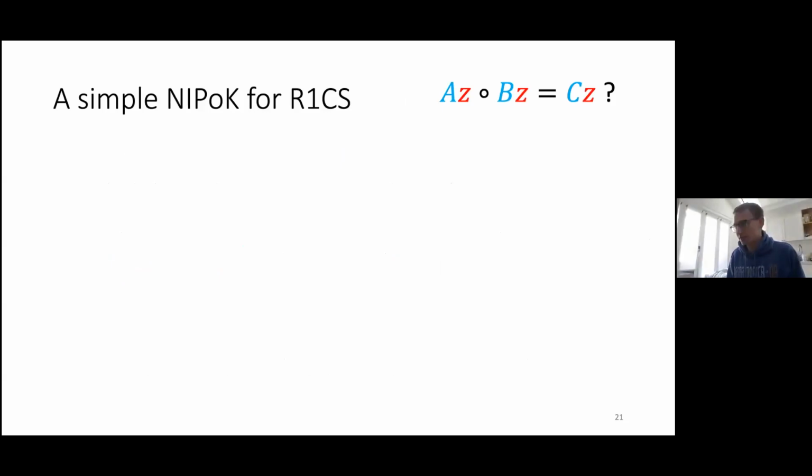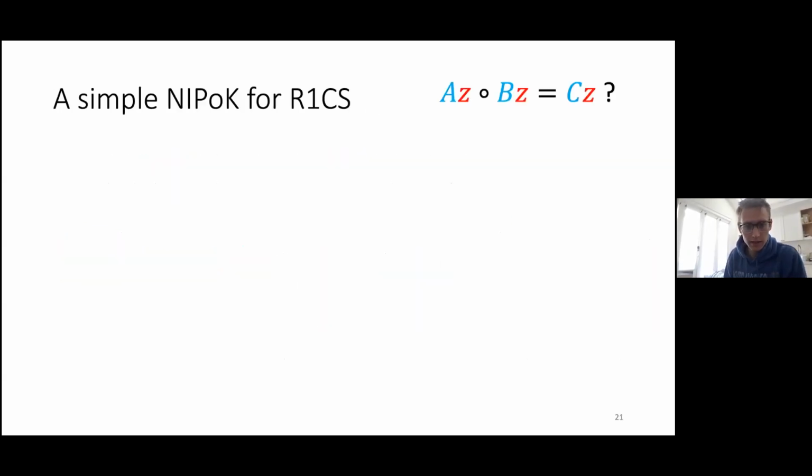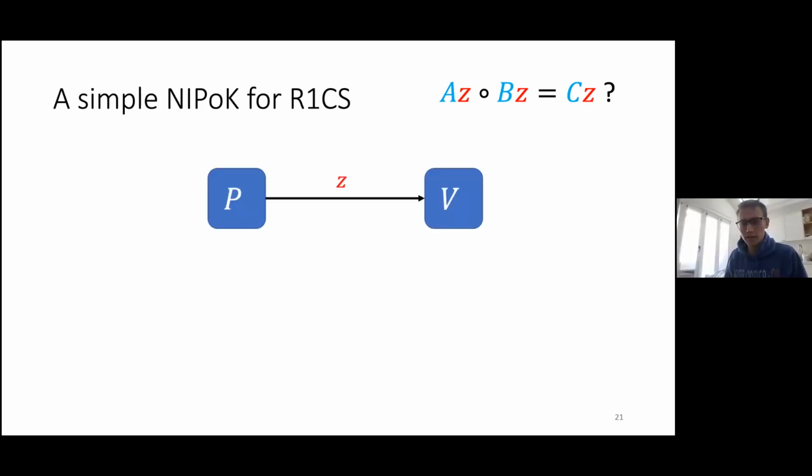So any questions regarding R1CS, or is everybody familiar with it here? Okay, so right, all we want to show is that this element-wise product, AZ circ BZ, is equal to CZ. And what I want to present to you now is a non-interactive proof of knowledge for R1CS. And for a non-interactive proof of knowledge, years of research have gone into it. How do you construct it? Well, the prover just simply sends Z to the verifier. This is a non-interactive proof of knowledge for R1CS, right?